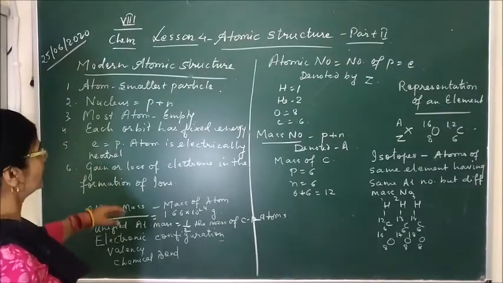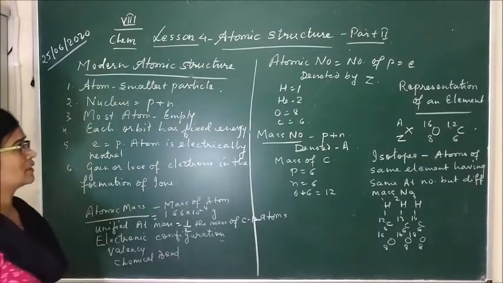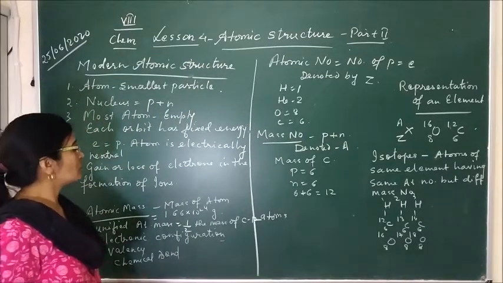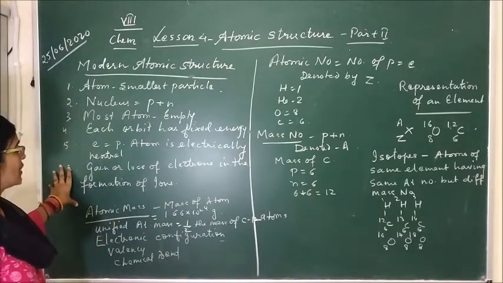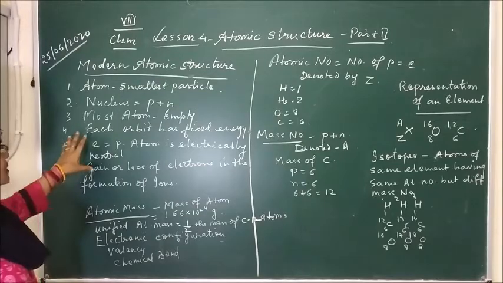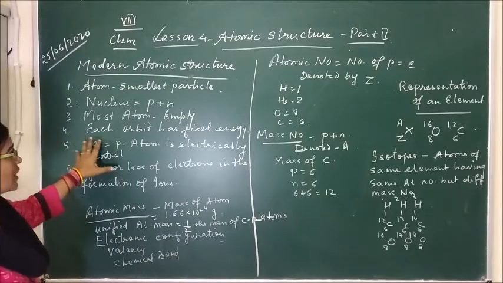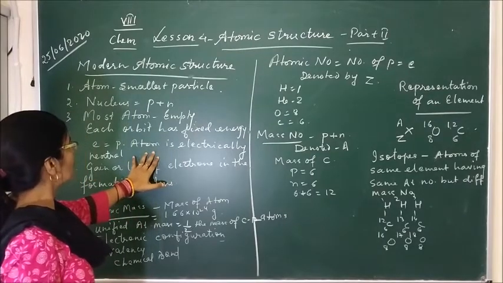Good morning, children. In the previous class, I explained to you about the different atomic models, that is the Thomson model, Rutherford model and the Bohr model. Today, as a whole, I will explain to you about the modern atomic structure, and this is the combination of all the three models which I have earlier told you about: the Thomson, Rutherford and the Bohr model.